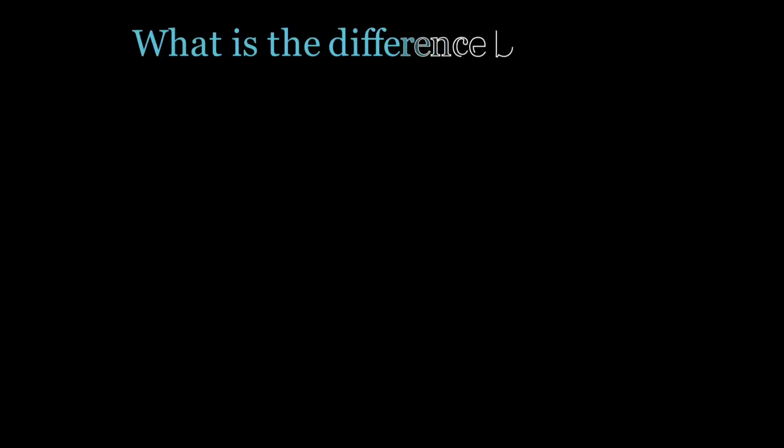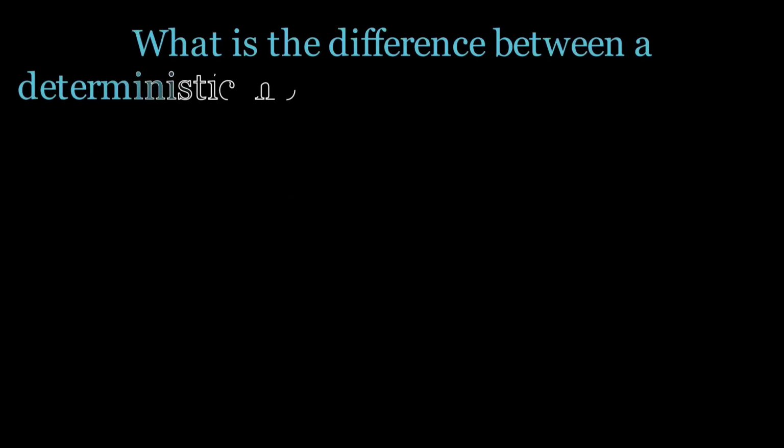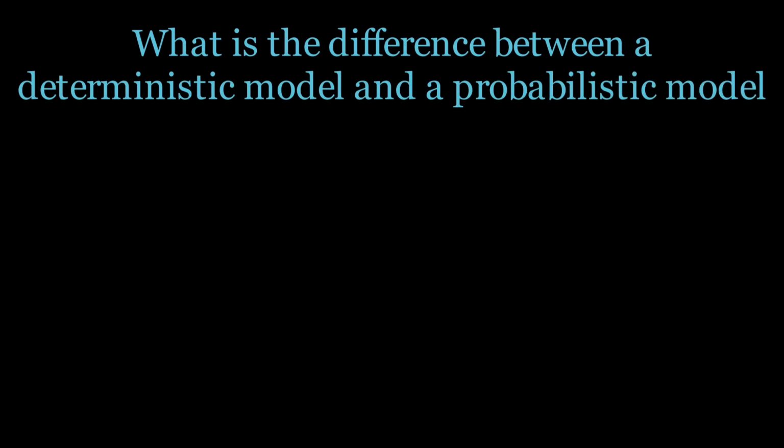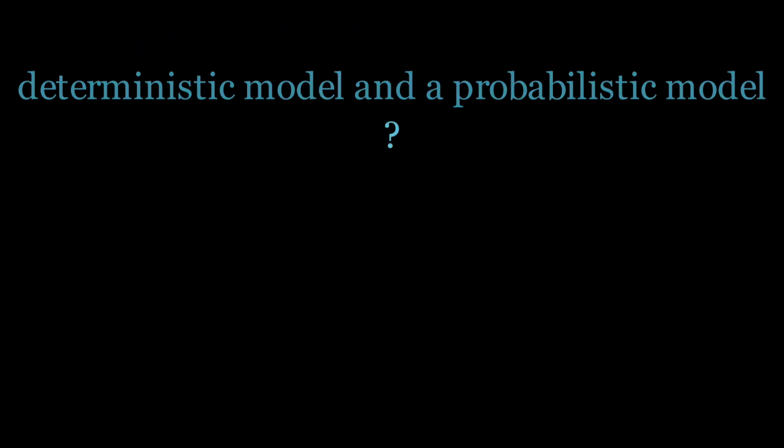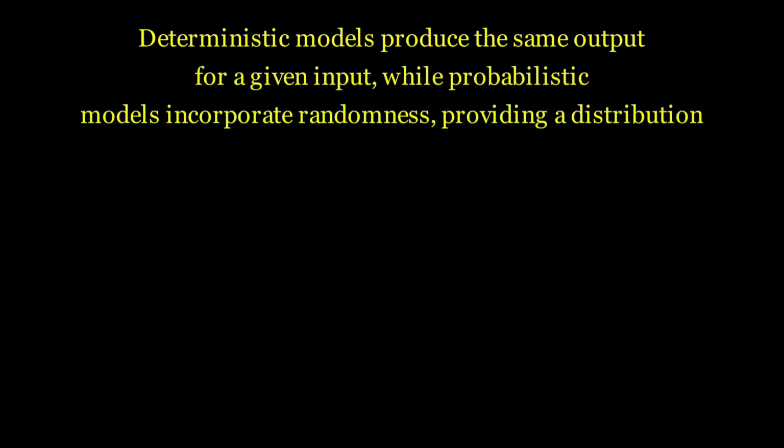What is the difference between a deterministic model and a probabilistic model? Deterministic models produce the same output for a given input, while probabilistic models incorporate randomness, providing a distribution of possible outcomes.